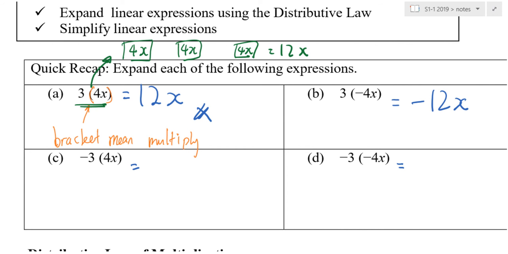Panchinka, what's the answer for C? Negative 12x. Last one. Isaac, what's the answer for D? Xavier. 12x. How many of you didn't get this? What do you get? Negative. You cannot use plus. So this is minus 3 times minus 4, and minus and minus will give you plus.